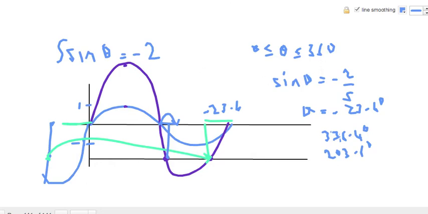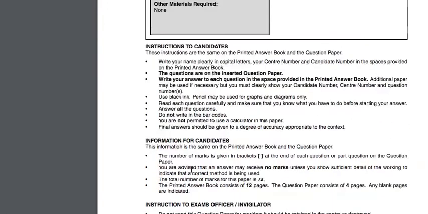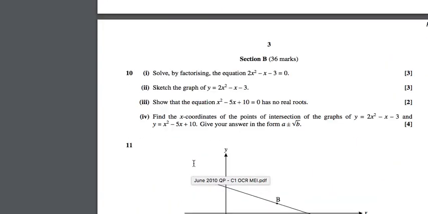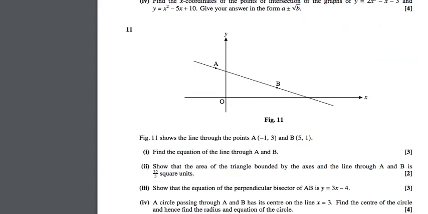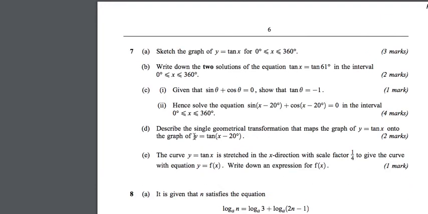I dug up a paper for us to look at, which I thought had an interesting question in it we could have a go at. Oh, that's not it. There we go, number 7. Sketch the graph of y equals tan x. Well, you need to, so there you go straight away. You need to know what tan x looks like. So now you know that it does and why it does. Write down the two solutions of the equation tan x is tan 61 in the interval 0 to 360. So what's that going to look like?